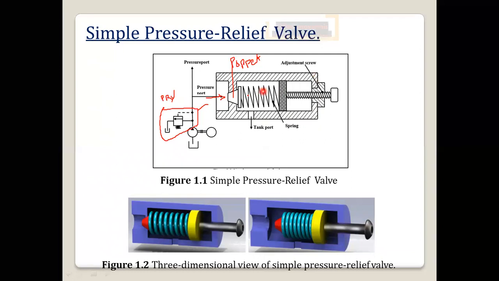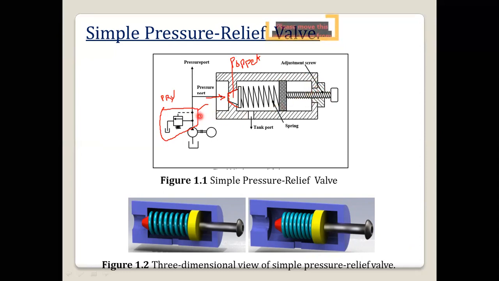Here you can see that the pressure relief valve will be connected to the outlet of the pump. In the hydraulic system we are using a positive displacement pump, so the pressure relief valve will be at the outlet of the positive displacement pump. Here is the pressure port, and this is the poppet. The poppet is seated here, and with the adjusting screw we will set the pressure.